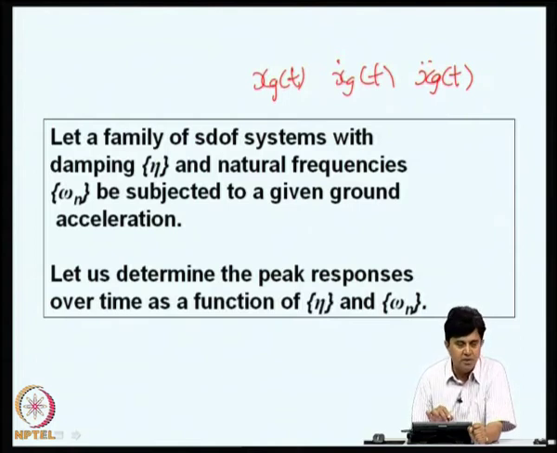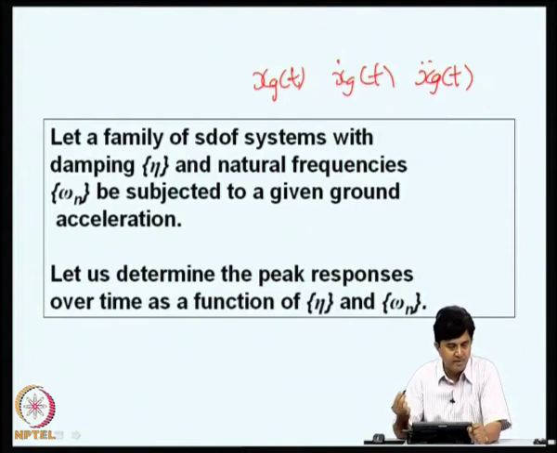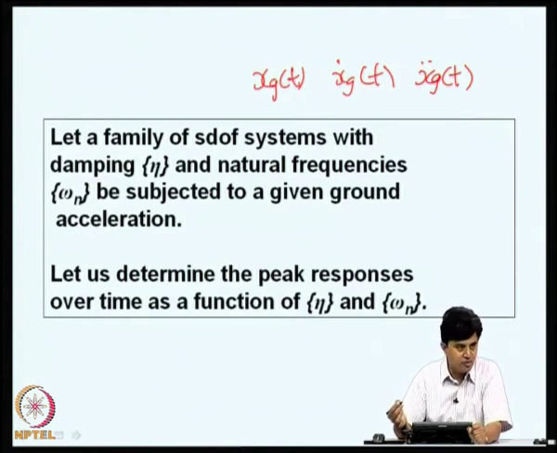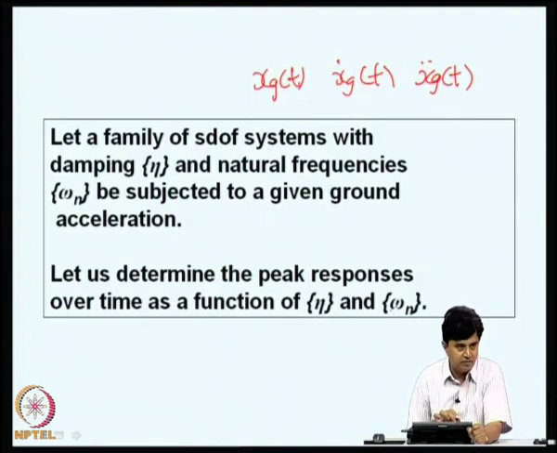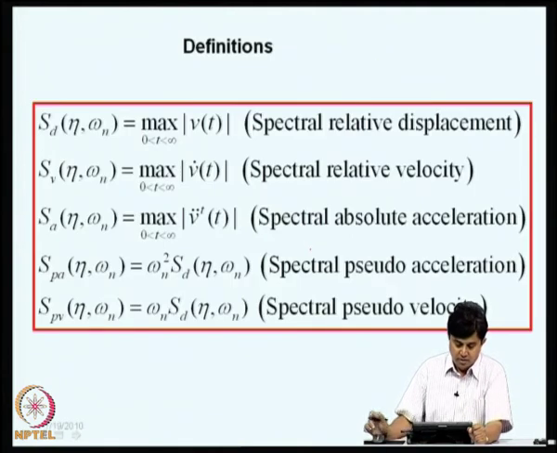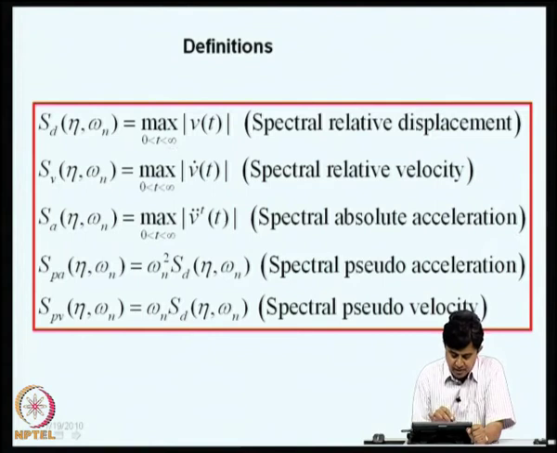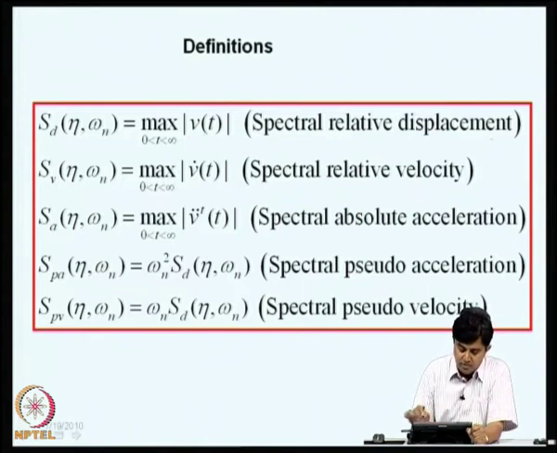The response here could be relative displacement, absolute acceleration, pseudo velocity, pseudo acceleration, and so on and so forth. So, we will find the peak responses over time as a function of damping and natural frequencies. This response itself could be one of the quantities that we are interested in. So, if we denote by SD of eta comma omega n the maximum relative displacement, we call it the spectral relative displacement.